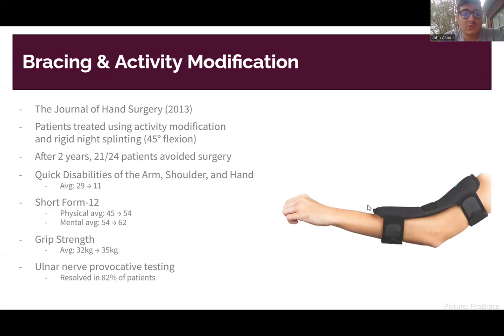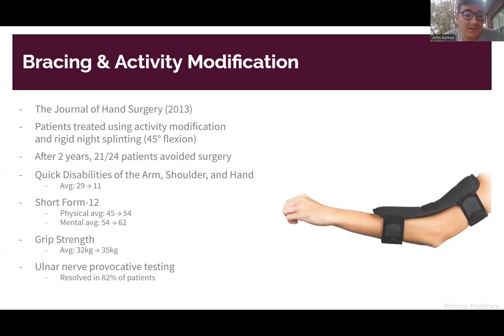After 2 years, 21 out of 24 patients avoided surgery. Surgery is an option in cubital tunnel, but to me, we want to avoid that. It's risky. It might not work. You have to go under. It's expensive. That's the last option. That's if we exhaust everything and it's not working. Then we consider that. But 21 out of 24 avoided it.